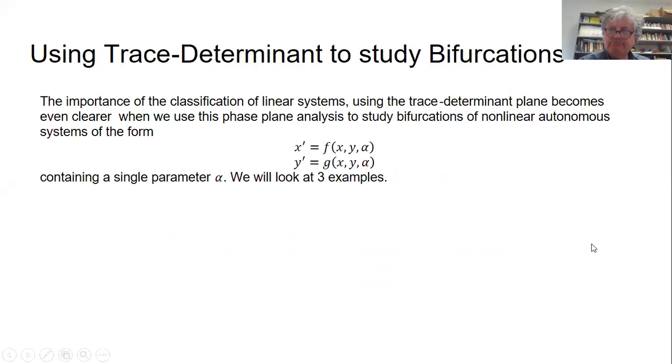So the whole goal of this section is just building on what we've seen before and showing you how the fact that we've classified linear systems using the trace determinant plane makes it possible to do fancy phase plane analysis of nonlinear autonomous systems. So we're looking at systems of this form where we've got two dependent variables, x and y, and alpha, some parameter, and we're looking at bifurcations for alpha using that trace determinant plane.